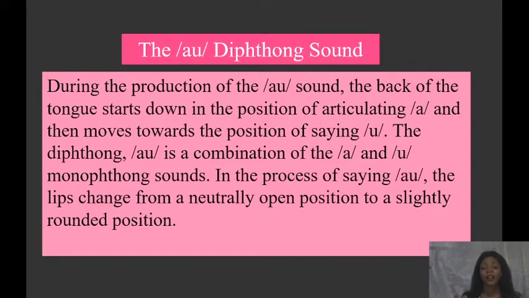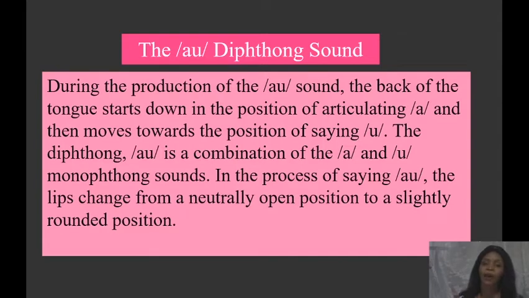Now, you discover that during the articulation of that sound, you actually go from articulating a front vowel sound, which is the a sound, to articulating the back vowel sound, which is the oo sound. Ow, ow, ow. So much so that your lips actually change from a neutrally open position to a slightly rounded position.